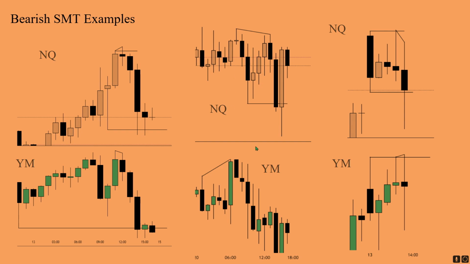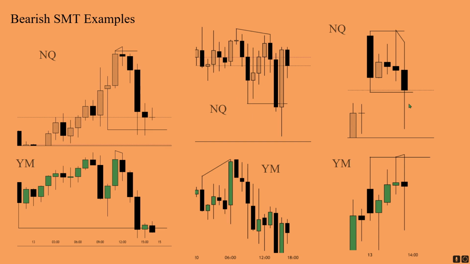Now we have NQ and YM again, same thing. This liquidity pool here was not taken on NQ, but was taken on YM. So you want to be trading NASDAQ in this case. And you can see we're targeting this range low here, or the sell side liquidity below.